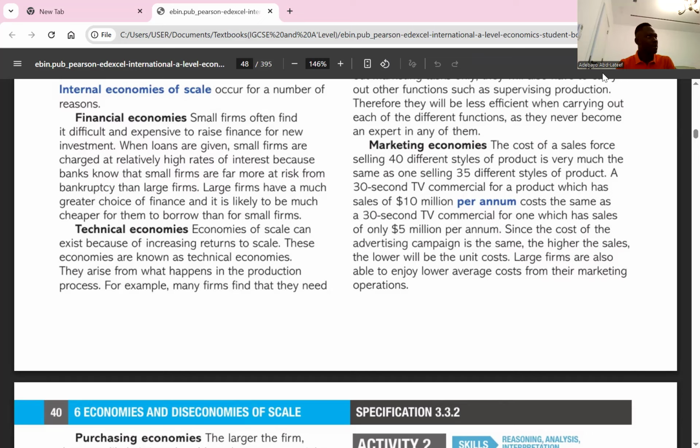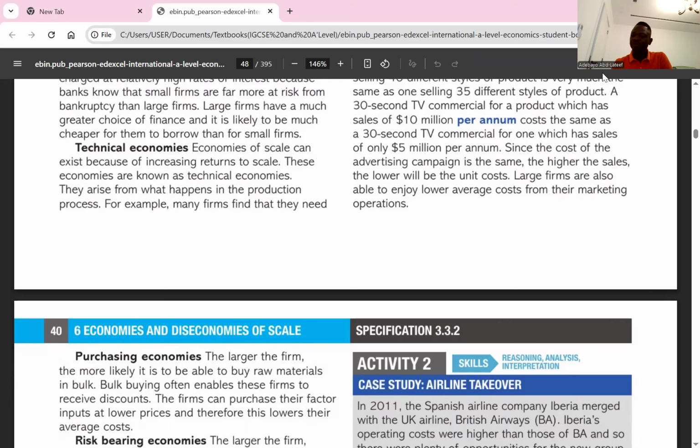The ability of a large firm to raise finance from different sources at a cheaper rate is called financial internal economies of scale. Do you understand financial? Then the second one is technical. When we talk about technical, we're talking about increasing returns to scale. A firm's decision that brings about increasing returns to scale.